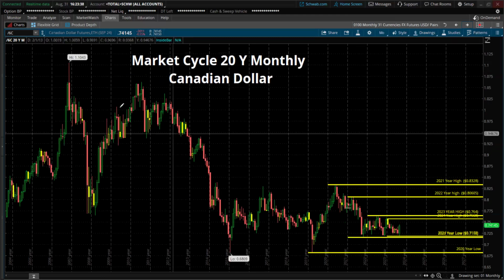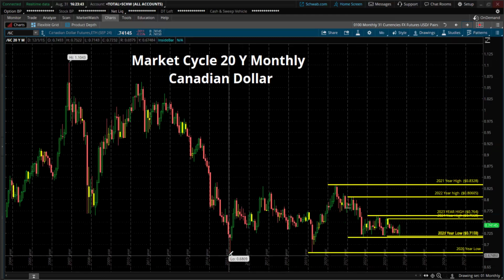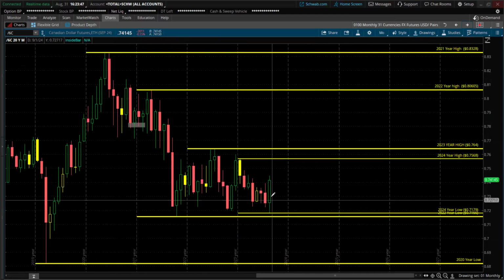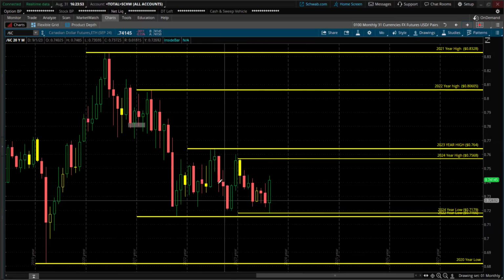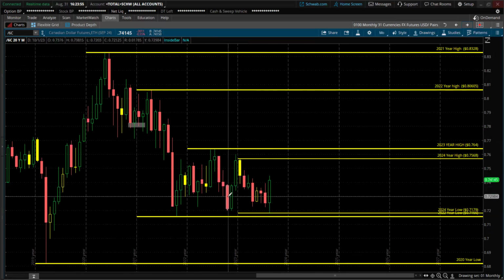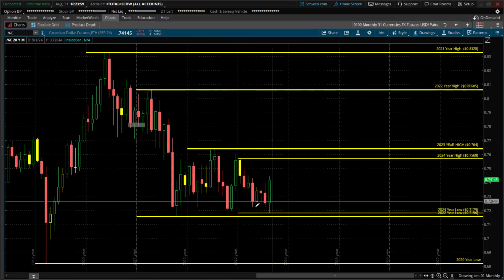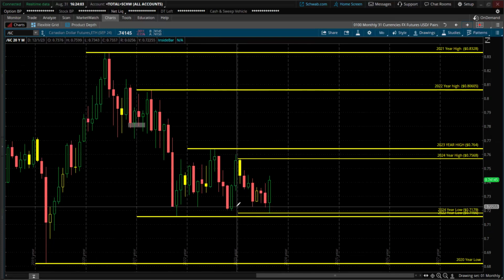Canadian dollar. Look, here's the high for the past 20 years. Here's the low for the past 20 years. And we made a new low for the year. Buyers did step in. Still inside the range. Actually, we took out the range of last year. Yep. That's interesting. It broke the low of last year and buyers stepped in. And you might have had a lot of shorts down there and they were covering.